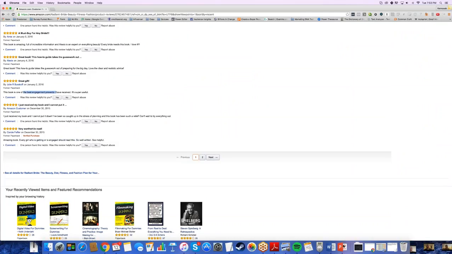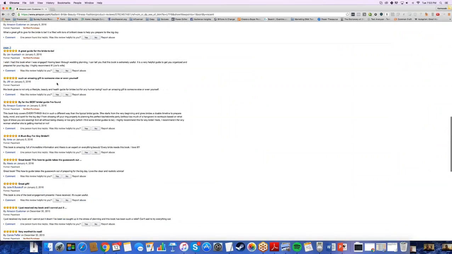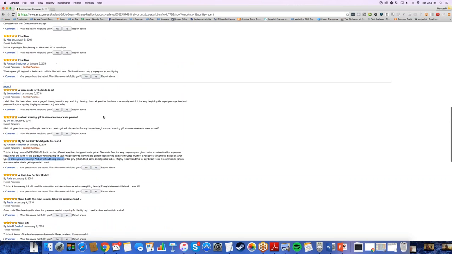There's not a whole lot of substance to them. But when you look at them, you can start seeing some things that might be important. A doable timeline to prepare, showing off your ring properly, not much of a hangover, all that kind of stuff, how to prepare yourself to fit into the dress after the bachelorette party.